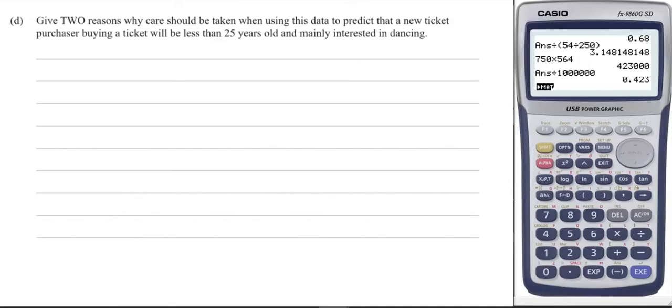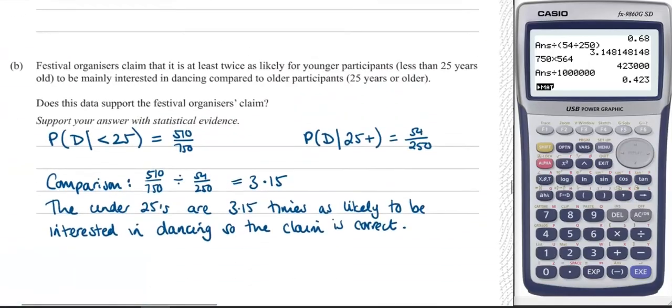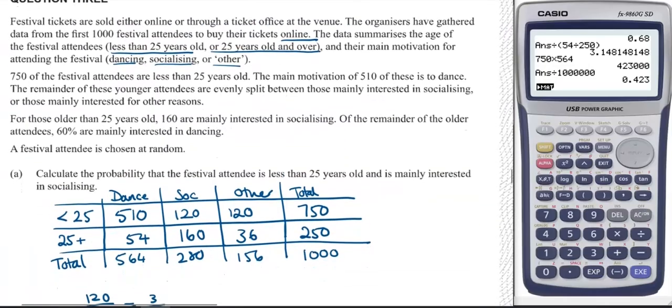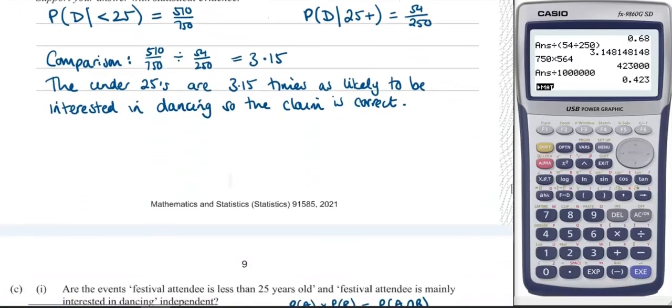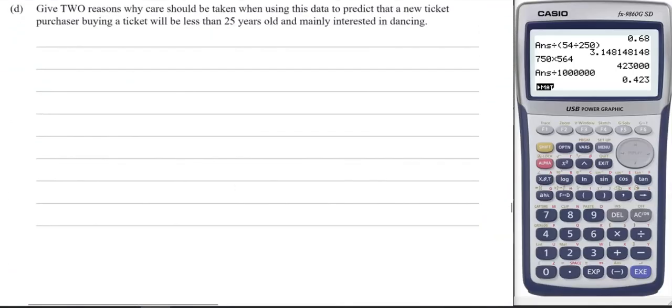Now, this one, you need to go back to the beginning. We've done a bit of calculating beforehand. We need to look at how this was set up to see what might be the issues with using this to predict the next purchase. So go back to the beginning of the question. These festival tickets are sold online or at a ticket office, and this data is from the first 1,000 festival attendees to buy their tickets online. So those things are important. Let me just go back to this page here. So it's that it was the first 1,000 purchases and that it was only the online purchases.